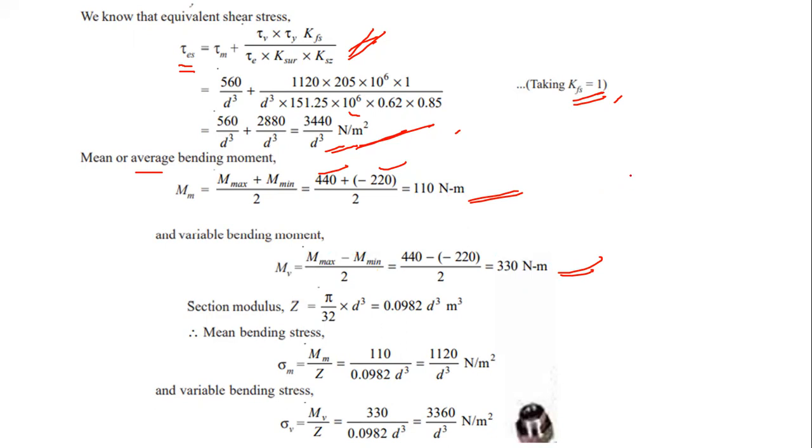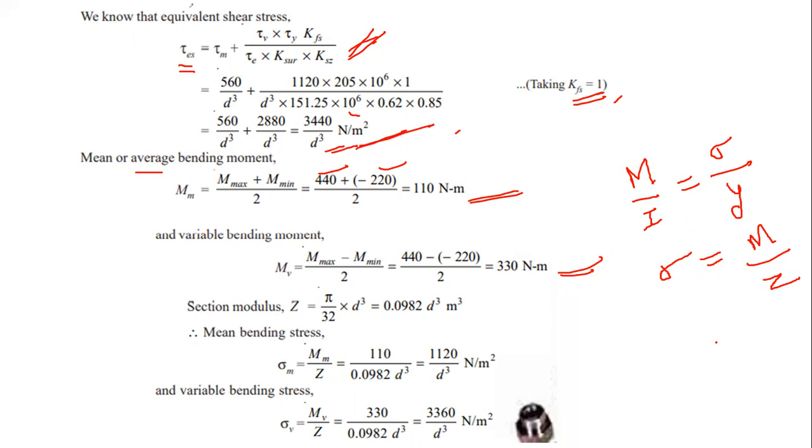Already we know the bending equation: M by I equal to sigma by y. From the bending equation, bending stress sigma equal to M by I by y, where I by y equal to Z. So M by Z is the formula for bending stress. Bending stress equals bending moment by section modulus.